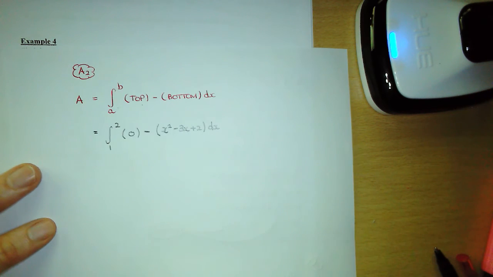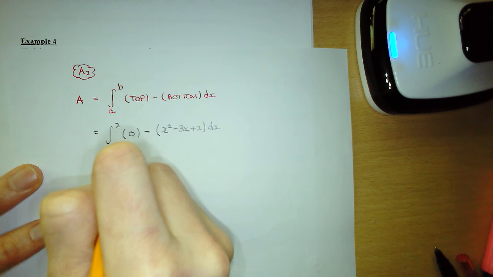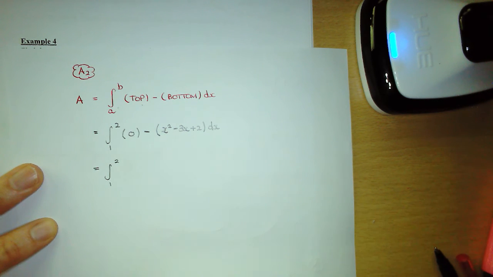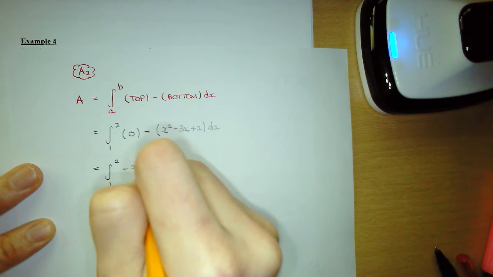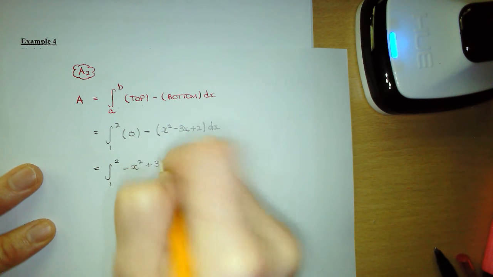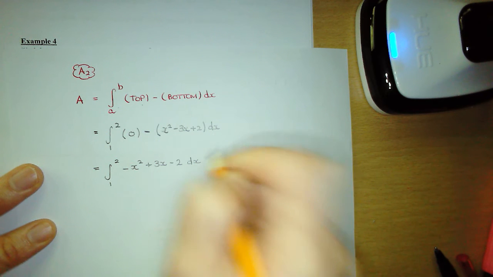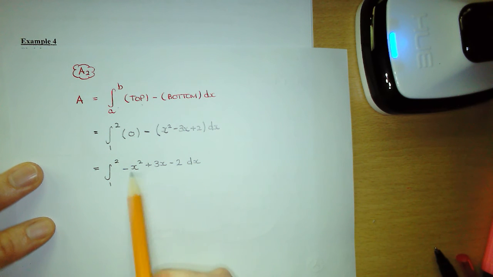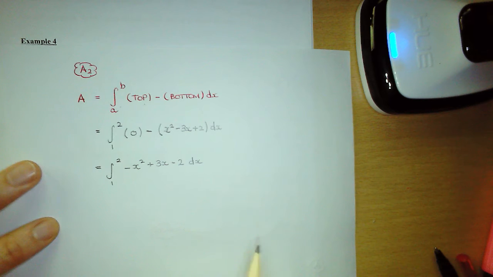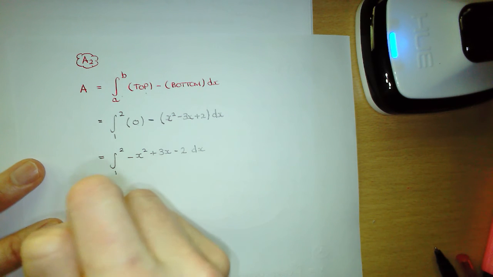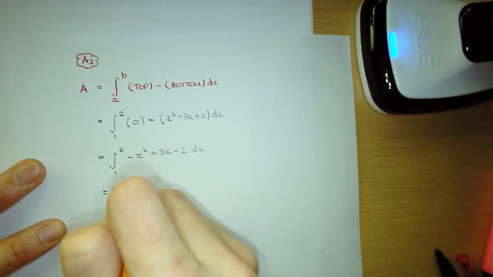Okay, and then we're going to get rid of the brackets. So multiply bracket by negative, we're going to get negative x squared plus 3x minus 2. Now that the brackets are gone and there's no x's on the bottom and there's no roots, we're ready now to integrate. And because we're integrating with limits, we're going to put square brackets in. Now we integrate each term.